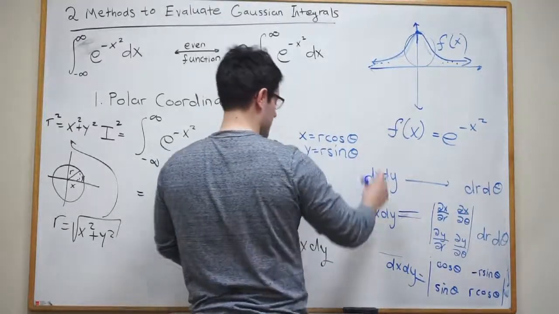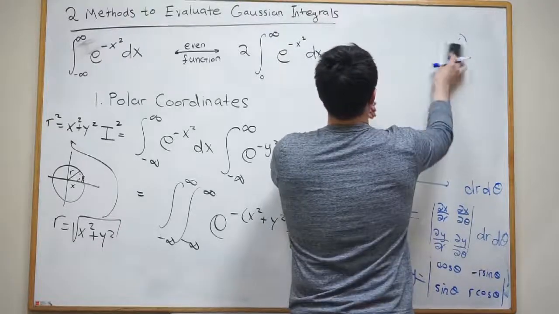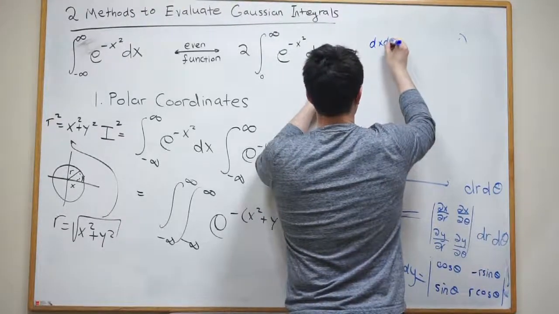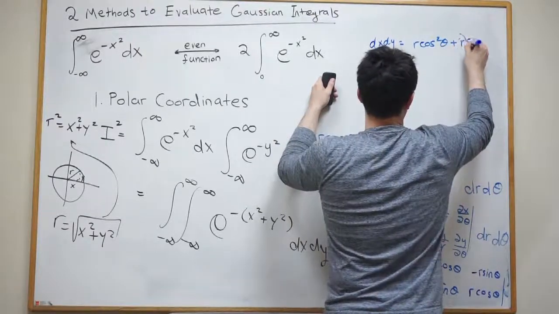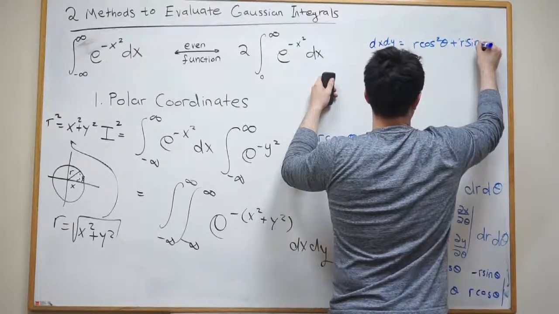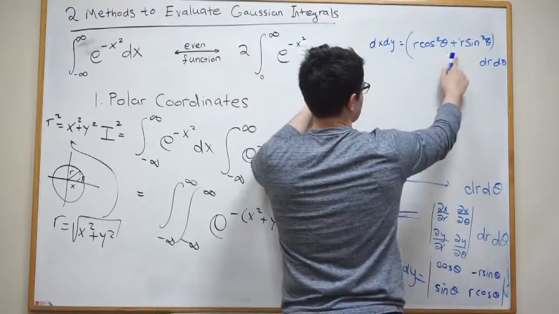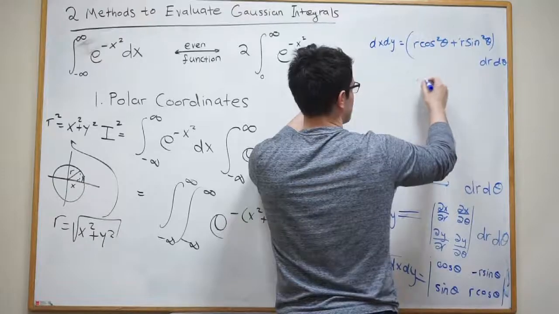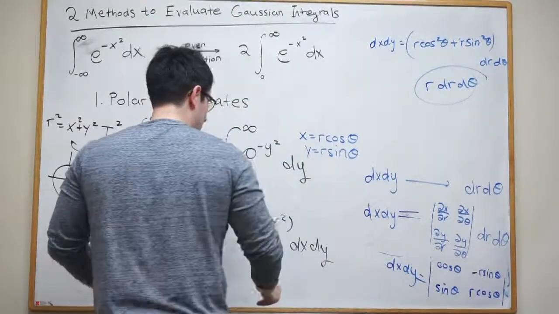So up here, dx dy equals r cosine squared plus r sine squared dr d theta. And so we notice here, just factor out an r: cosine squared plus sine squared is 1. So that's r dr d theta. Okay, so now back to our integral.